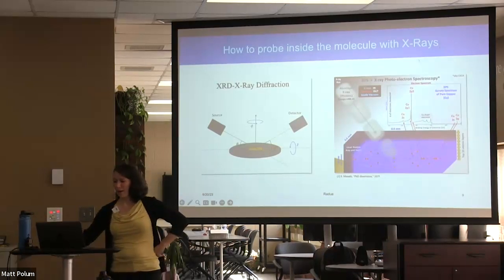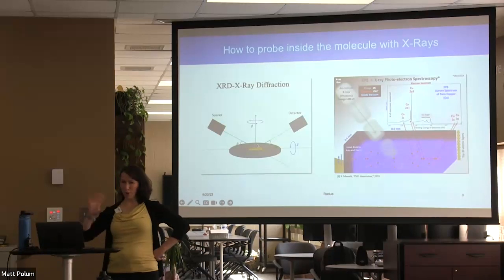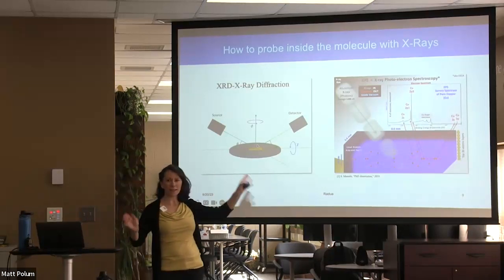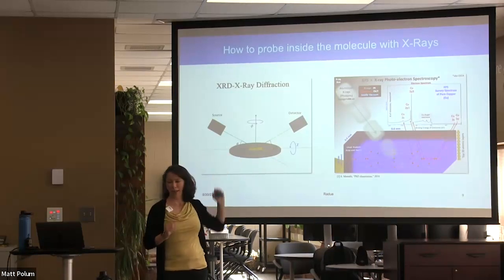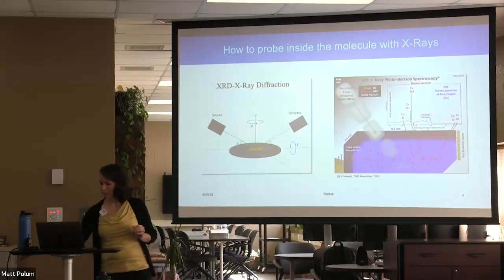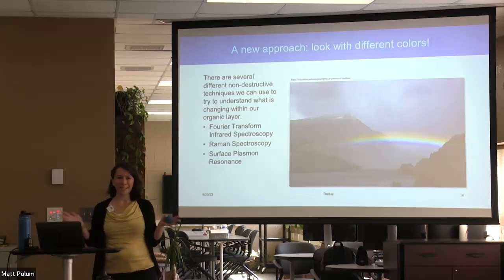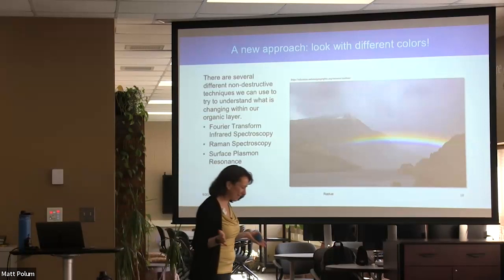So the method that Dr. Rubicki used frequently was X-ray photoelectron spectroscopy. It kind of gives you information about where the electrons are in it. I like to use X-ray diffraction. I'll talk more later about how you use that, but the main takeaway is that it's a lot of X-rays. It's a no-go. So my solution: let's look with lots of different colors.